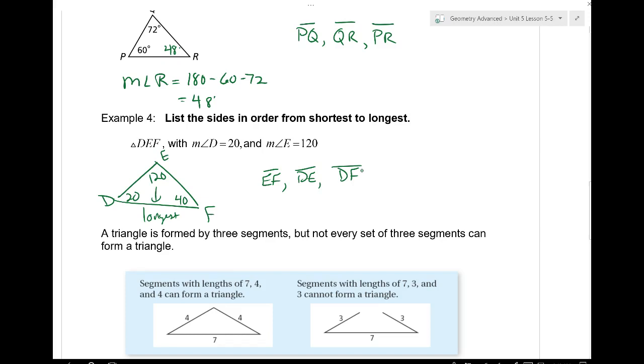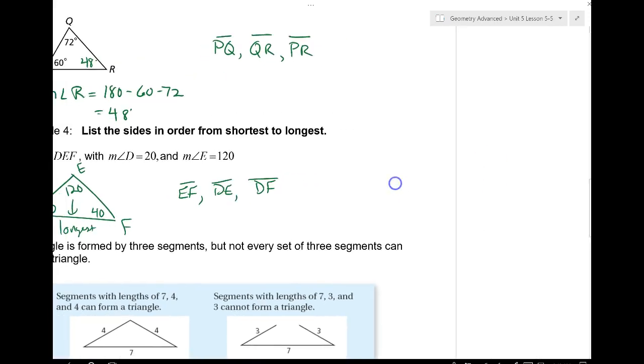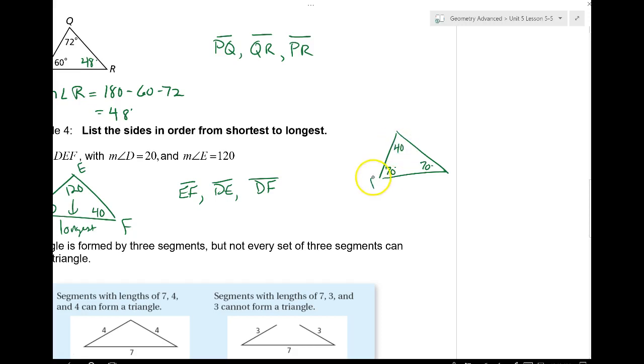Now, someone asked, what if the sides are the same? Well, think about it. It's not counteracting what this theorem is saying. Because what if I had something that looked like this? This is 70, 70. Guys, what's the other angle? What would it be? Shouldn't it be 40? Okay, now think about this. I have DOG. We have triangle DOG here, okay?